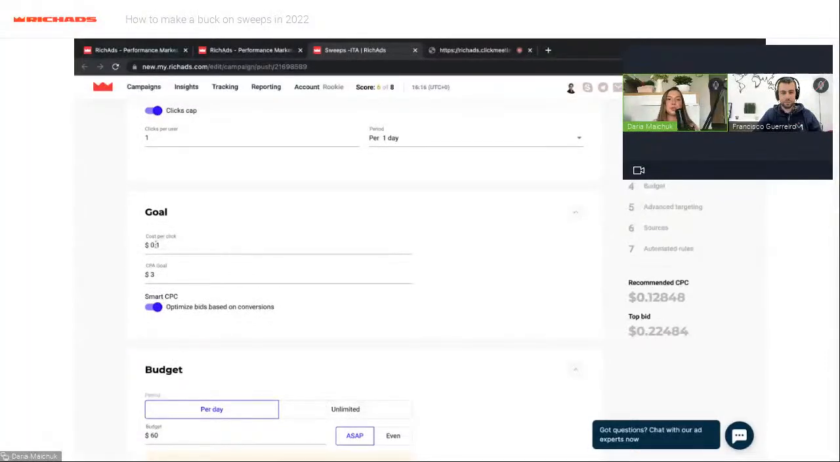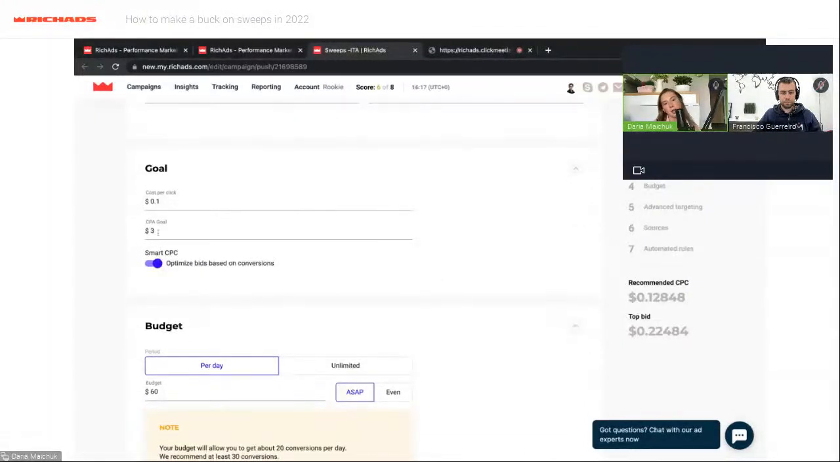Here you should choose the CPC. When we choose the country, we see the recommended CPC and top bid. Recommended CPC for Italy is 0.128, and top bid is this. I will start with the average bid because I don't know how this offer will work and I need to understand before I put the high bid. So I will start with the average. I can also ask my account manager to understand the auction, and I will choose now 0.1.